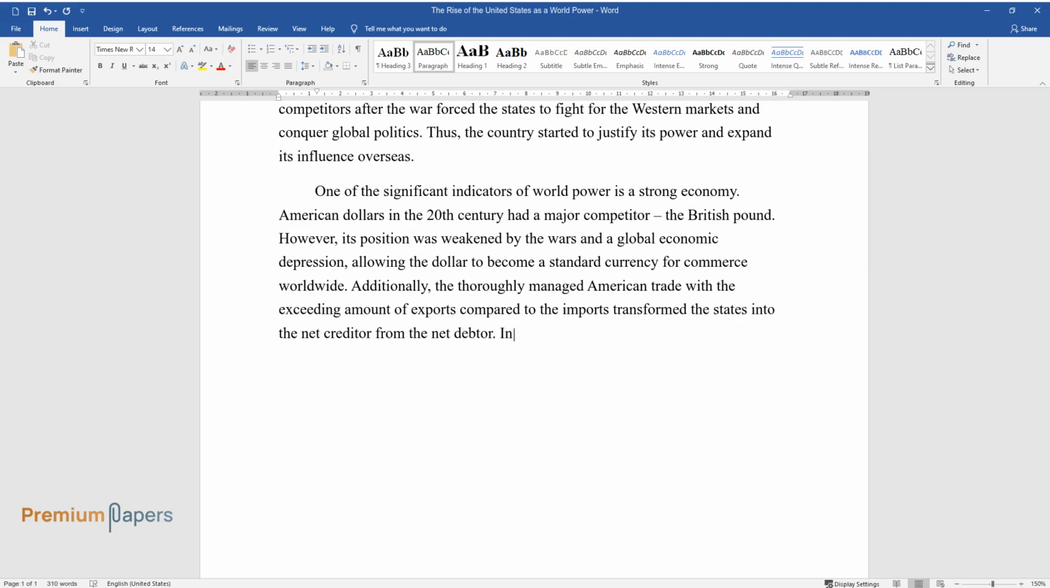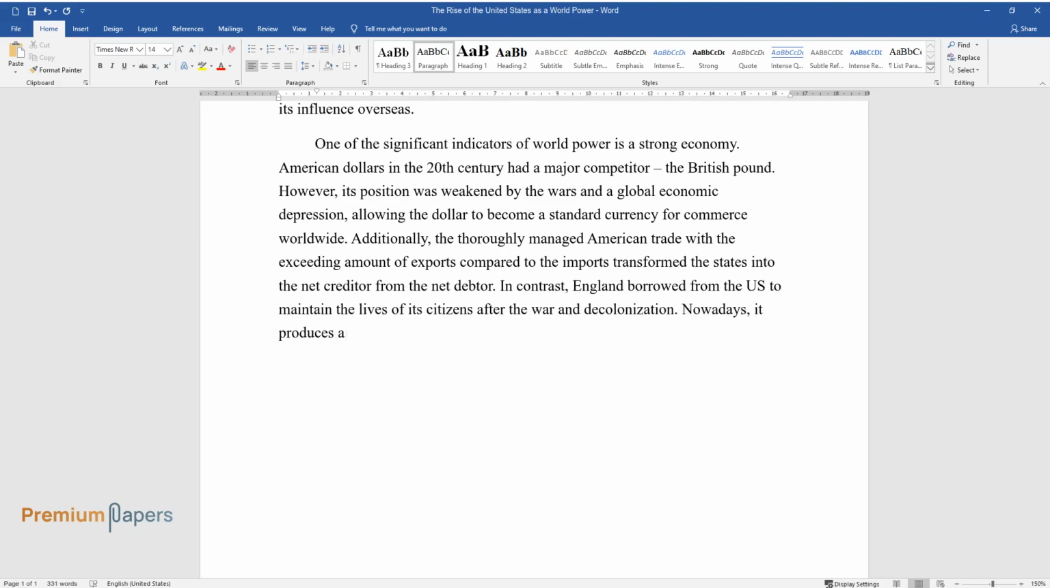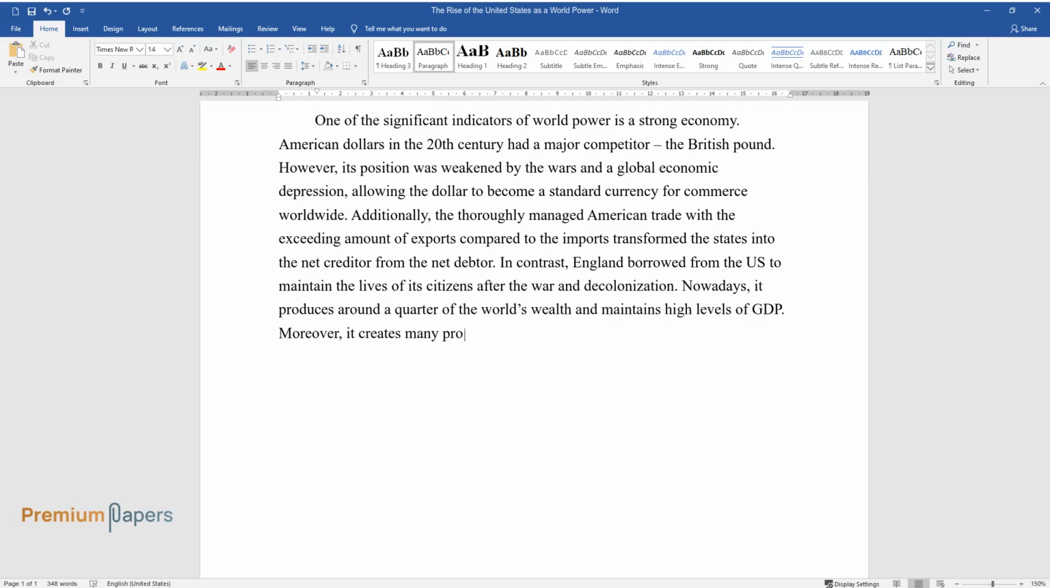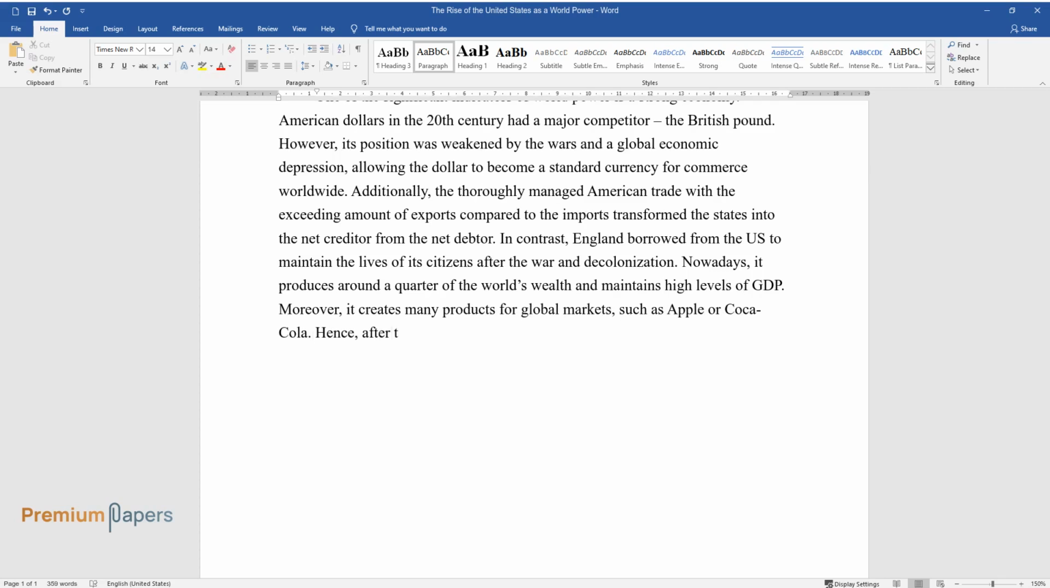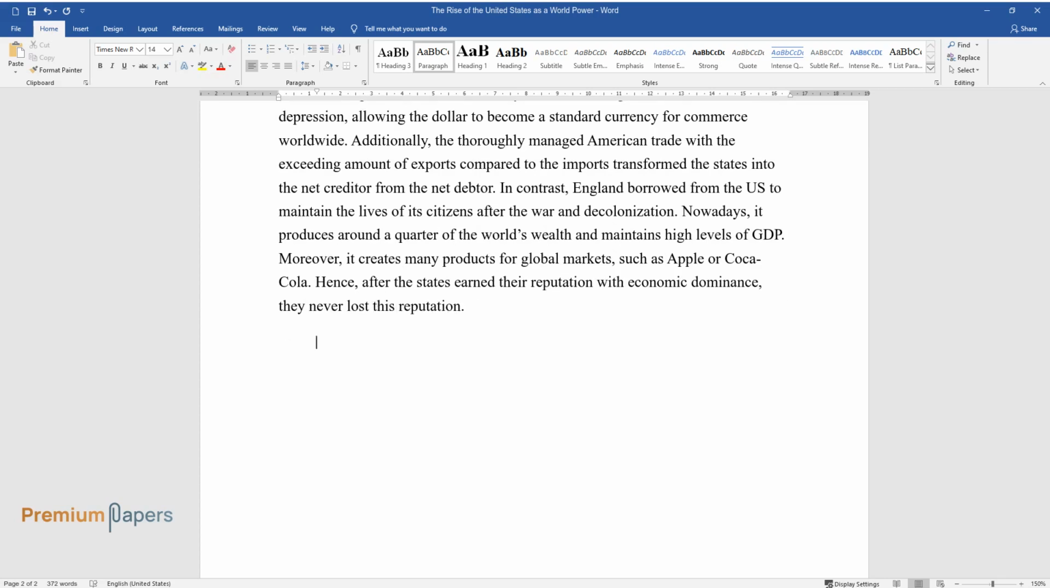In contrast, England borrowed from the US to maintain the lives of its citizens after the war and decolonization. Nowadays, it produces around a quarter of the world's wealth and maintains high levels of GDP. Moreover, it creates many products for global markets, such as Apple or Coca-Cola. Hence, after the states earned their reputation with economic dominance, they never lost this reputation.